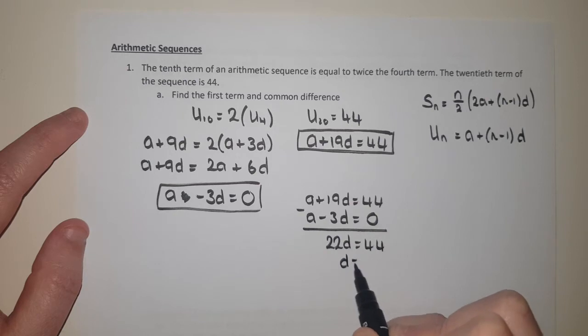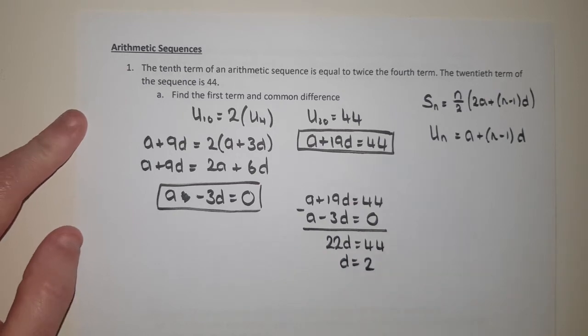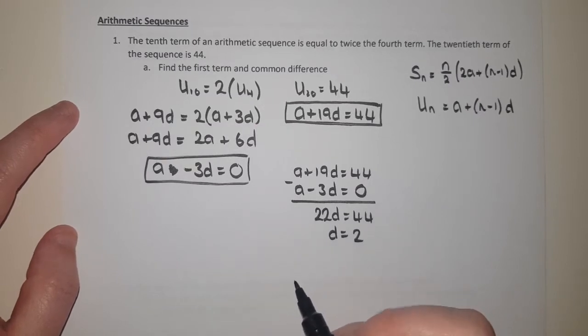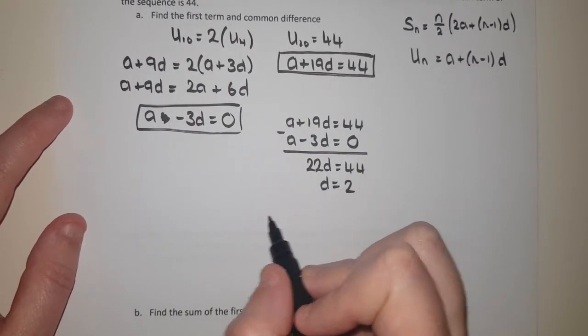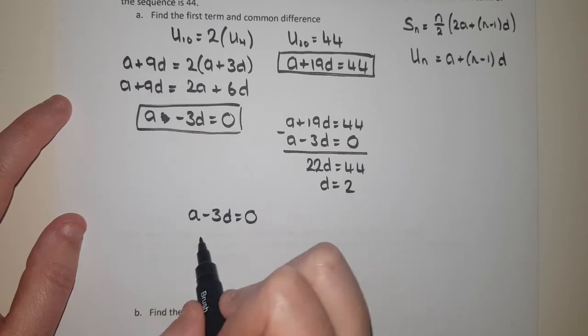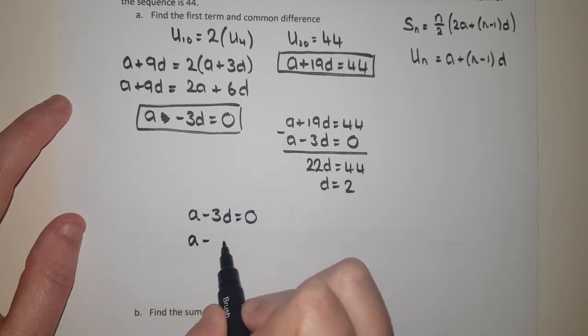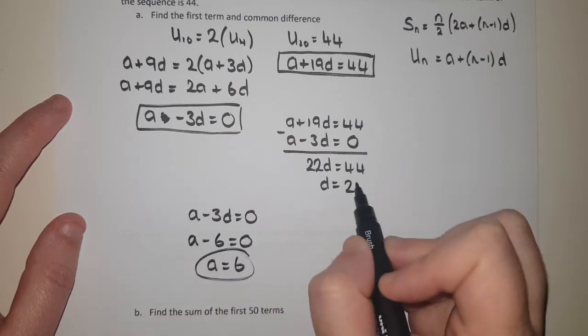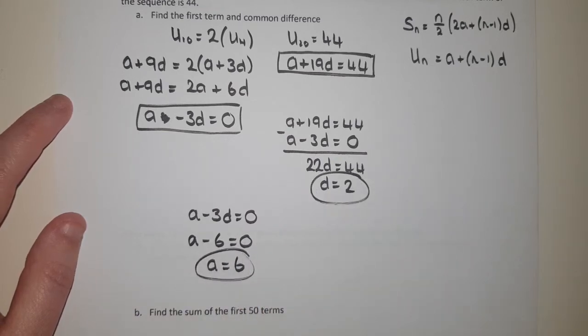And then if I divide by 22, I get d equals 2. Okay, so I know the difference is 2 each time. All I need to do is work out what a is. Well, I know that a minus 3d equals 0. So a minus 3 times 2, which is 6, is equal to 0, in which case a is 6. There's my 2 pieces of information for the first one.